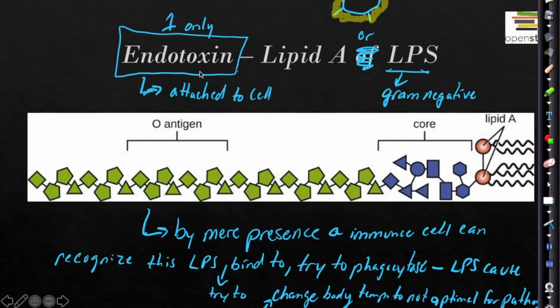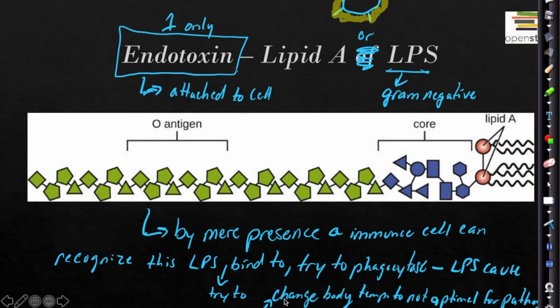Endotoxin, the only endotoxin you guys need to know is lipid A, which can also be called LPS. Know that it's part of the gram-negative, and it's attached to the gram-negative cell. Just by its mere presence, LPS causes the immune cells to recognize this, and they bind and try and phagocytose it.